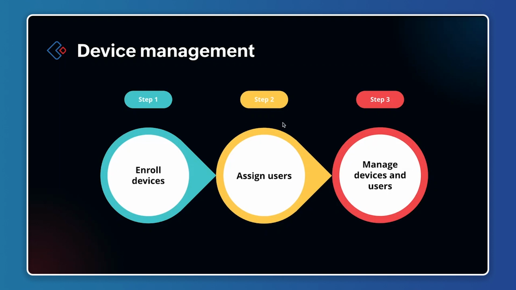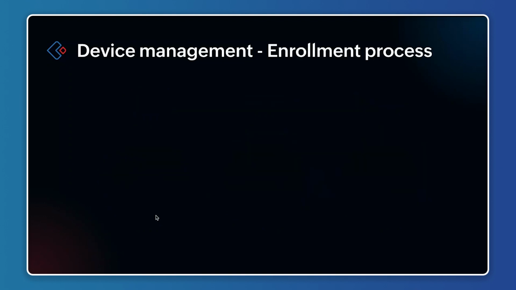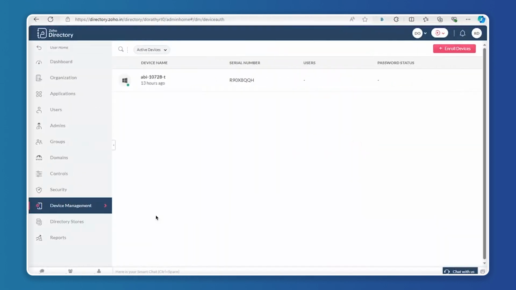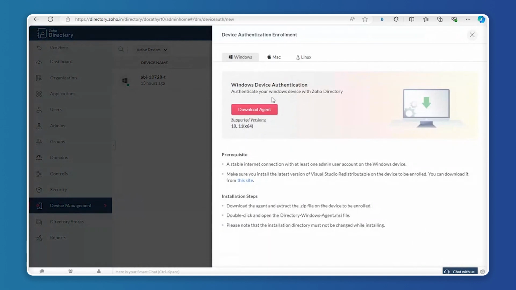So let me talk about this first step on how you can enroll your device in Zoho Directory, which involves a step-by-step process. Before I show you the step-by-step process, let me also show you where you can find this device management enroll a device option. So let me take you to the live demo. Once you click on device management, towards your right hand side top, you can see an option called enroll devices, right? So just click on it. Once you click on it, this is the UI that you'll be landing on.